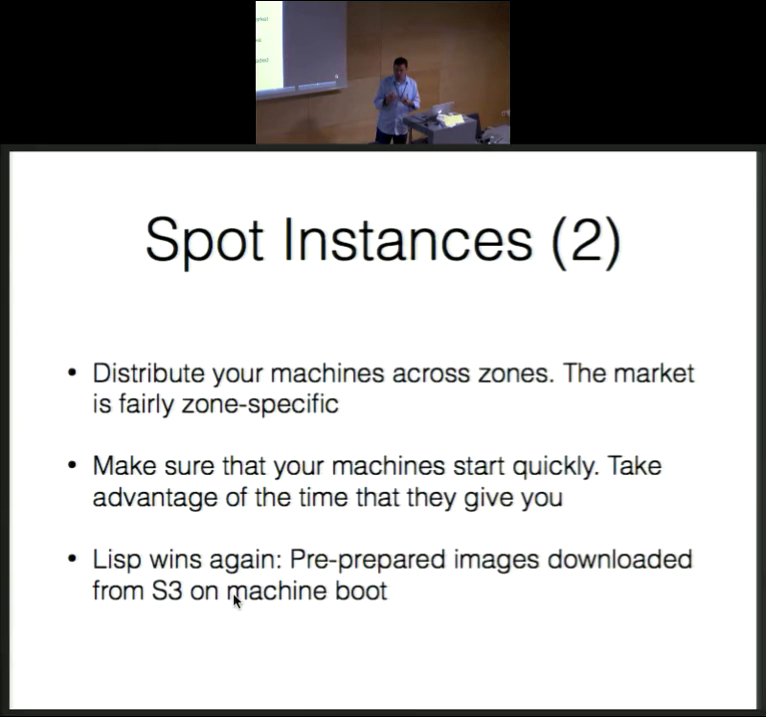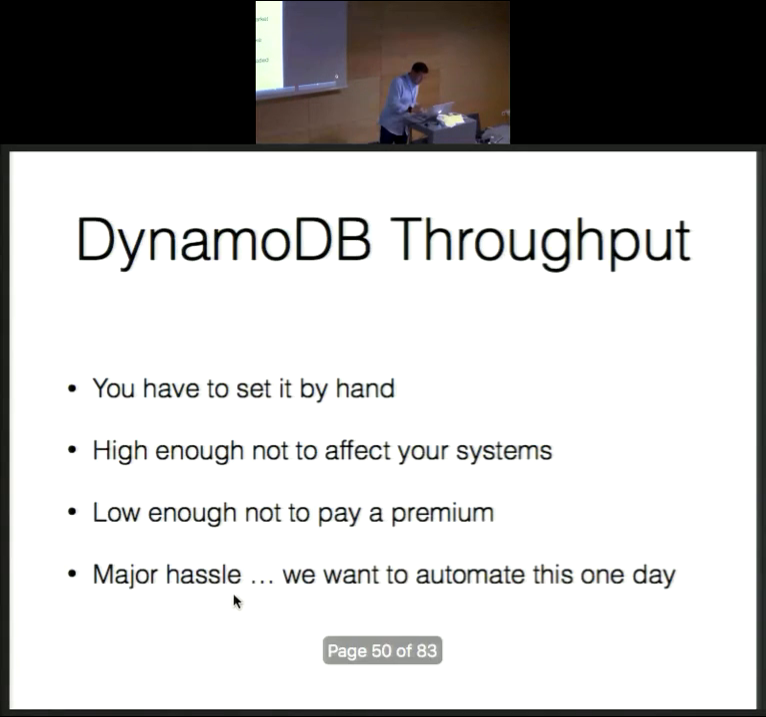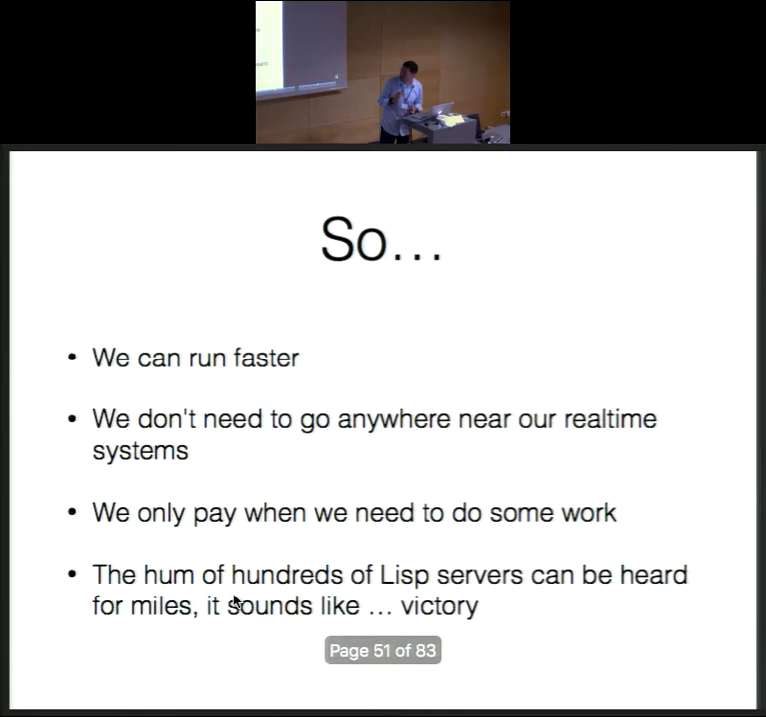Make sure your machines start quickly because they take it away after 20 minutes. If you take 10 minutes to start up a machine, you've lost half your computing time. So we just build images, pre-prepared images. And DynamoDB, you have to manage all your throughput and permissions by hand, which is a major problem not yet solved because what we do peaks and troughs very quickly. So that's something we're still working on. We get away with it. It's not too bad.